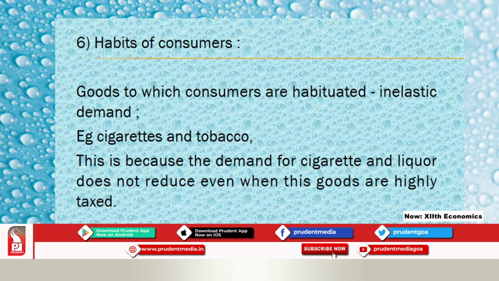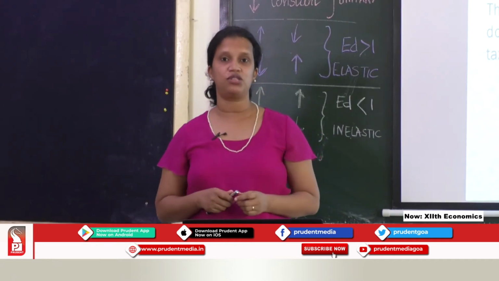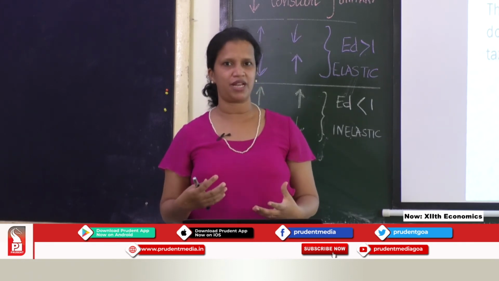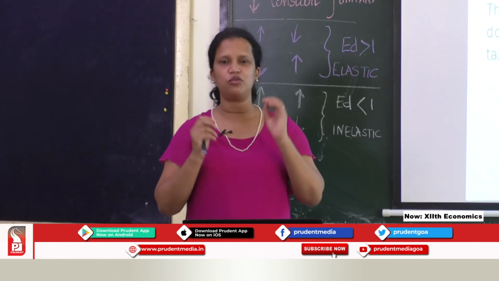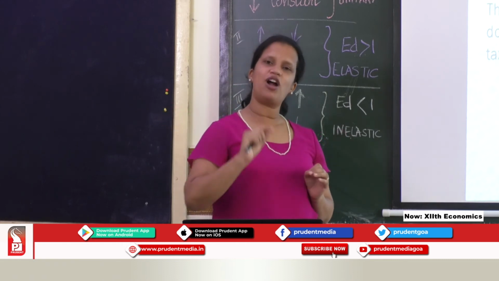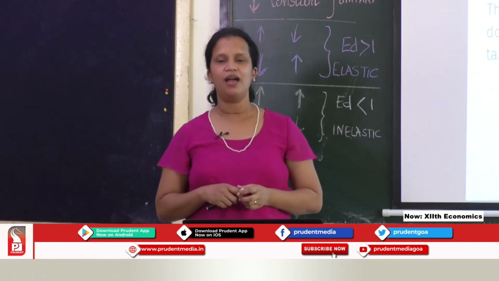Let us go to the sixth point, and that is habits of a consumer. Now, habits also determine the price elasticity. In what way? If a consumer is habituated to the good, it is already overlapping with one point which I discussed previously. For example, cigarettes and tobacco. If I am already habituated to these kinds of goods, what is happening? I am going to buy these irrespective of whatever may be the price. Why? Because I have a habit of smoking a cigarette every day. So, I have to smoke. I cannot give up my smoking, isn't it? So, I will buy the cigarette no matter what the price.